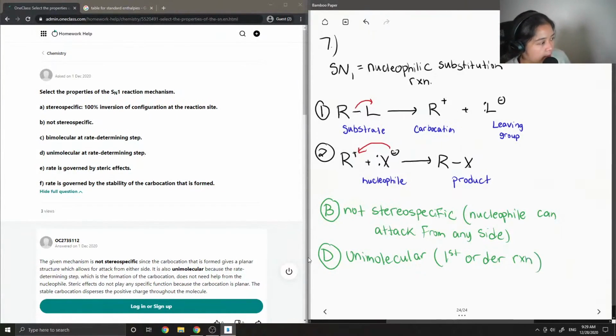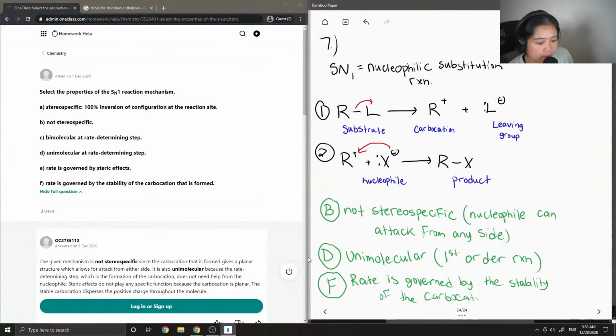And lastly, is the rate governed by steric effects, or is the rate governed by the stability of the carbocation that is formed? So the answer is F. The rate is governed by the stability of the carbocation that is formed.